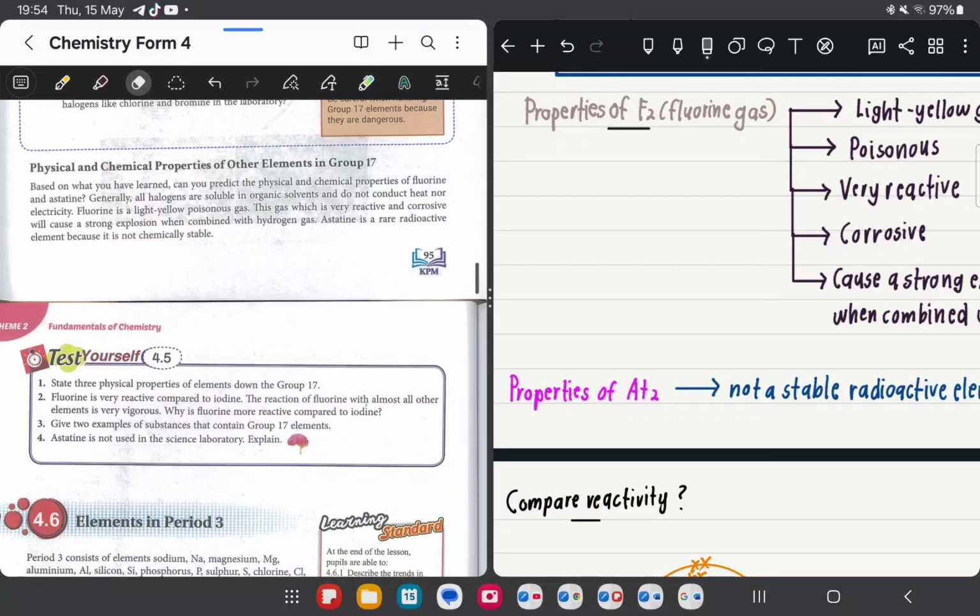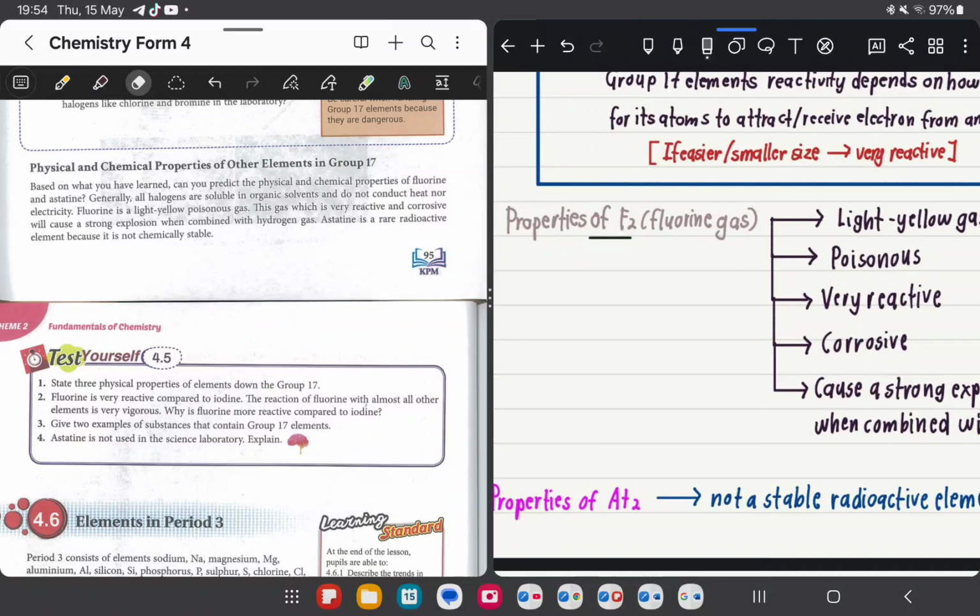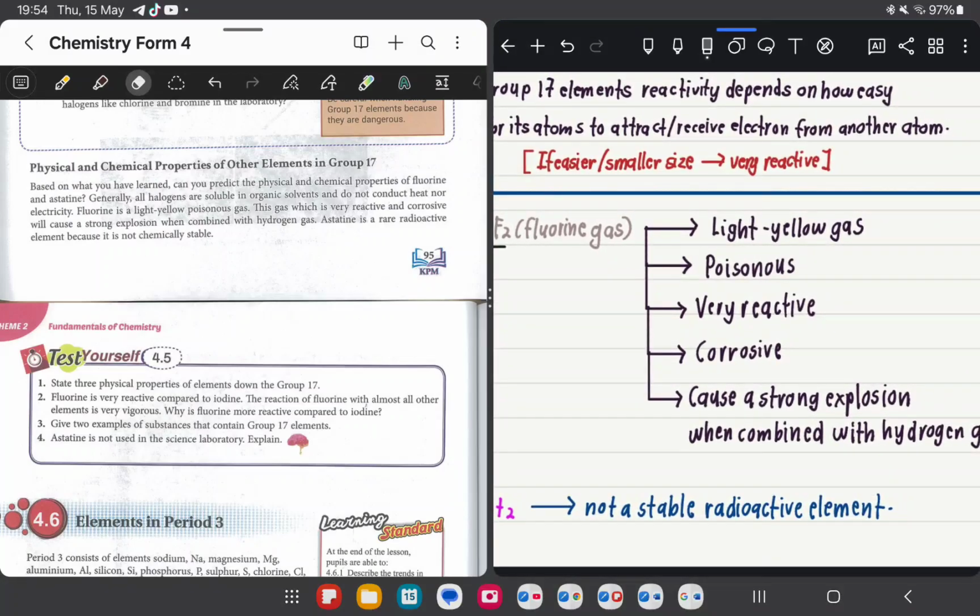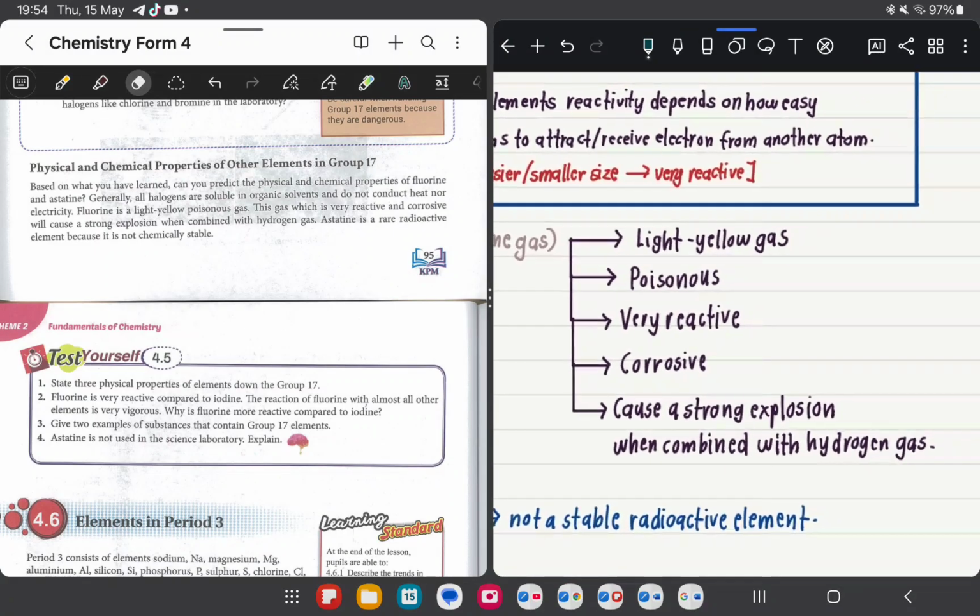So why? Okay, generally fluorine is a gas just like chlorine, but fluorine is very reactive. Okay, they are very reactive. So light yellow gas is the physical property. You can see it's a light yellow gas, but it is poisonous, very reactive, corrosive, and it can cause a strong explosion if combined with hydrogen gas, which are its chemical properties. So you can take note of this one.